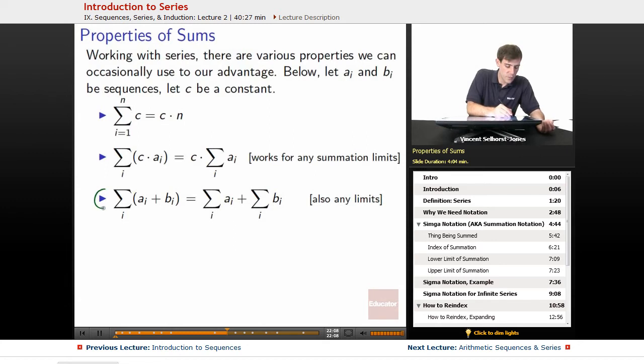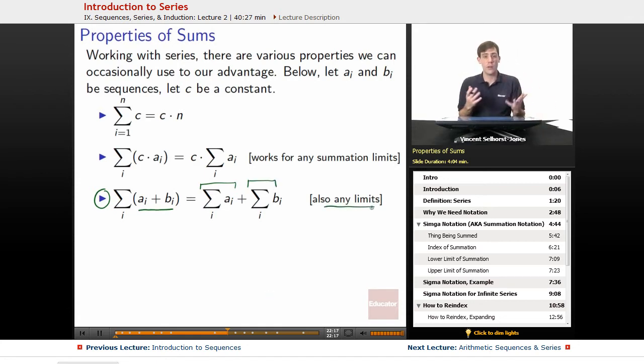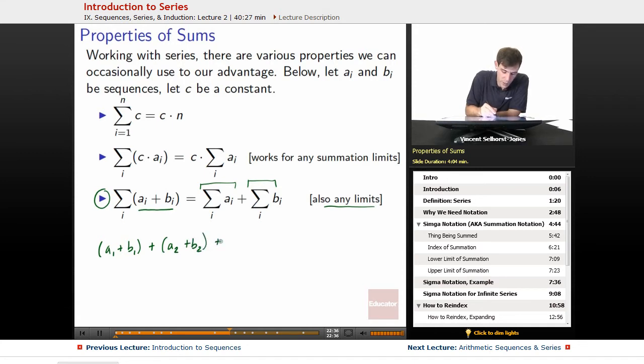Final idea, if we've got addition, a_i plus b_i, we can break that into two separate series added together. Once again, this will work with any limit, so that's why we don't have a lower limit or an upper limit, just an index, because this will work with any limits whatsoever, even in infinite series. So if it's the series of a_i plus b_i, that's going to be a_1 plus b_1 plus a_2 plus b_2 plus a_3 plus b_3. And it's just going to continue on in that format.